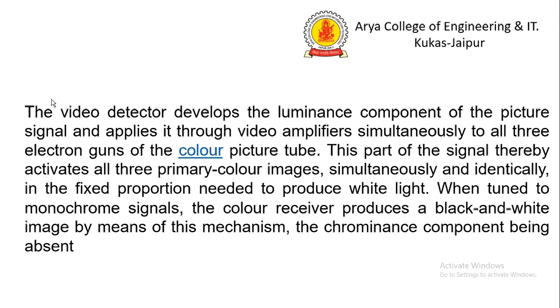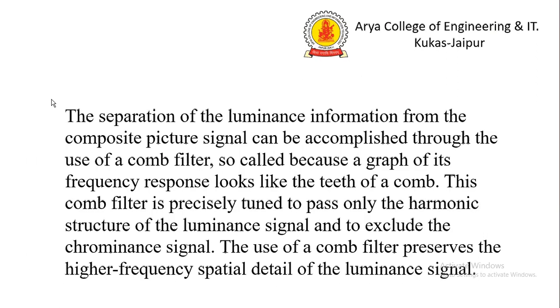Basically, the video detector develops the luminance component of the picture signal. Basically, what develops the component of the picture signal? Luminance. It applies it through the video amplifier to all three electron guns of the color picture tube, producing white light. Tuned to a monochrome signal, the color receiver produces a black and white image by means of this mechanism. Then there is the separation of the luminance information from the composite picture signal.